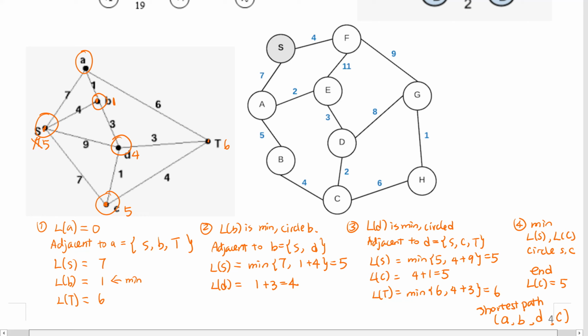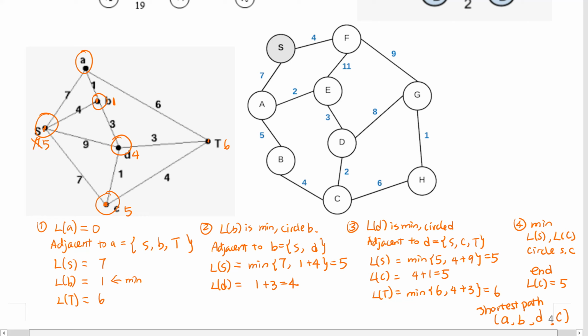So this is how you write your solution in your homework or exam. You don't need to draw the graph many times, but please list all the steps so that I can follow your work. In order to get all the credits, you need to show all your work. Okay, you cannot just give me a shortest path. You have to show all your work.